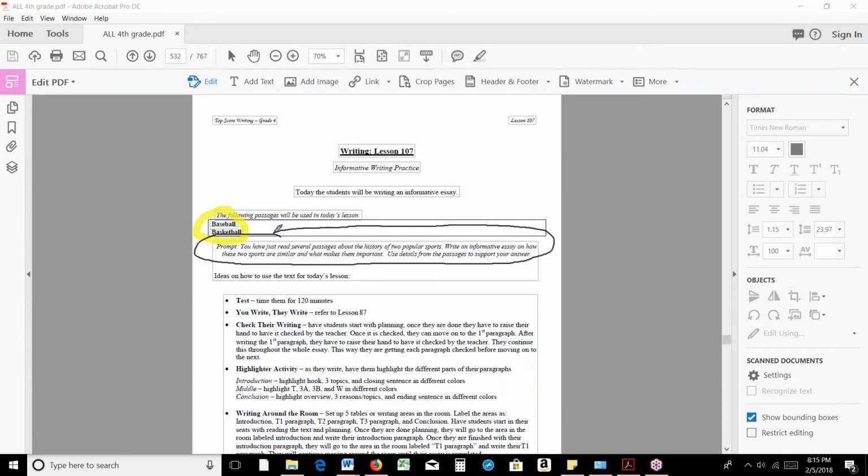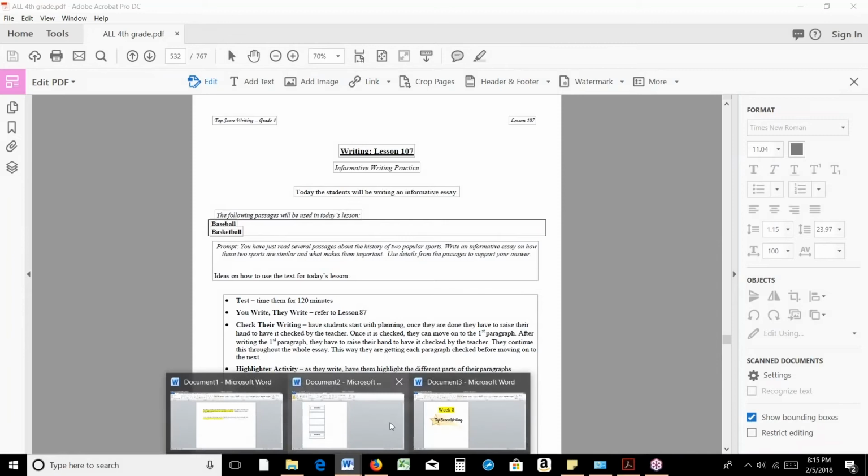Probably our number one issue was answering this prompt because it's not as straightforward. This prompt is asking the students to write an essay about how the 2 sports are similar and what makes them important. It could also be an issue if this same prompt was written a little differently. Maybe it said compare the 2 sports, or compare and contrast the 2 sports. The students need to know everything they learned and every way they set up the essay is exactly the same. They're planning, they just have to think about it a little differently. Let me show you what they need to change.